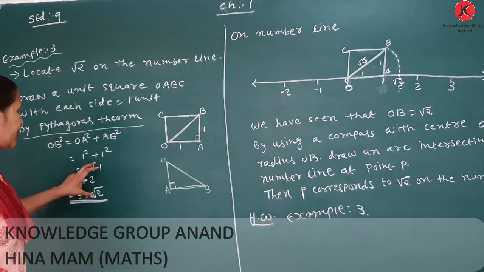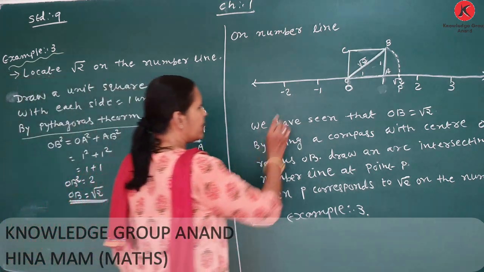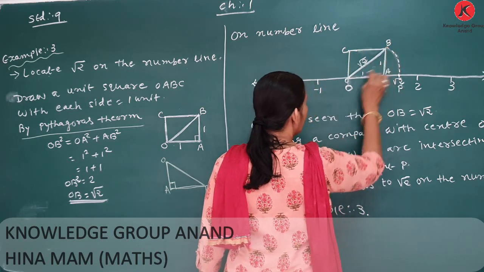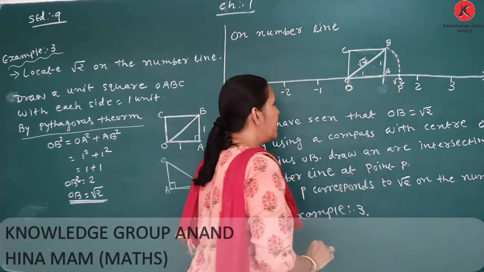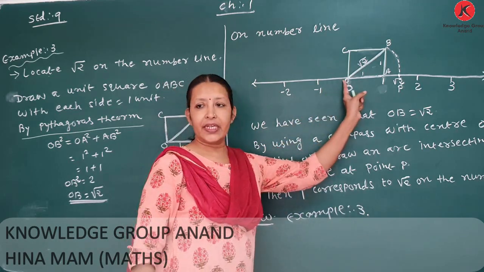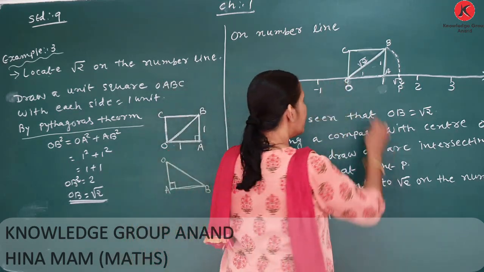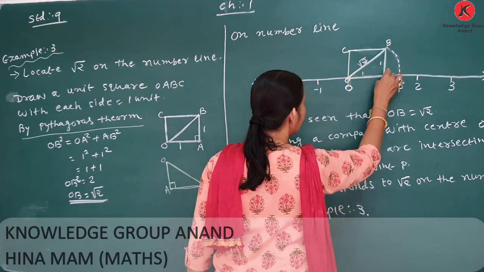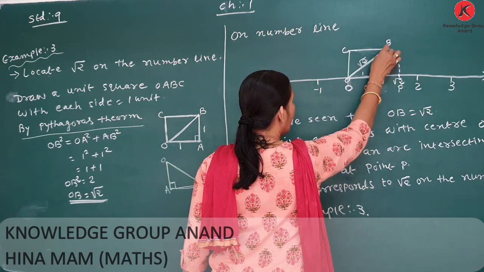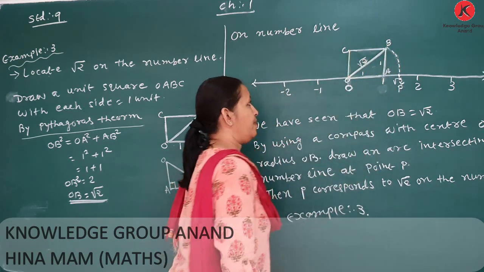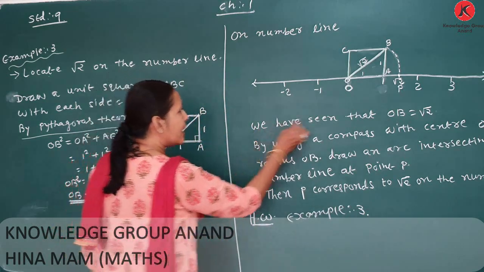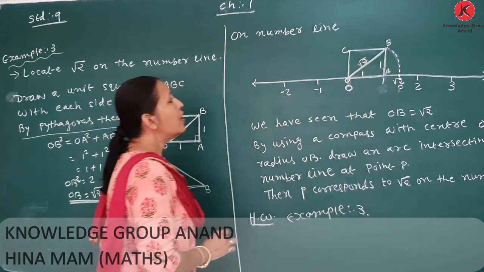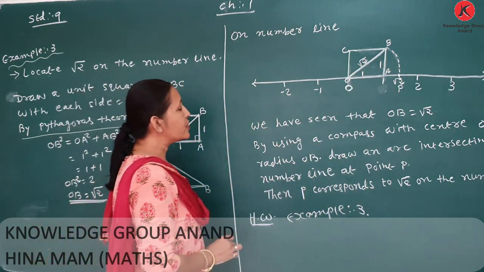Now we find root 2 on the number line. We draw a unit square OABC. O corresponds with 0. Then OA is equal to 1, and AB is equal to 1 unit. Draw BC and OC. We have seen that OB is equal to root 2, since 1 square plus 1 square is equal to 2. OB is equal to root 2.